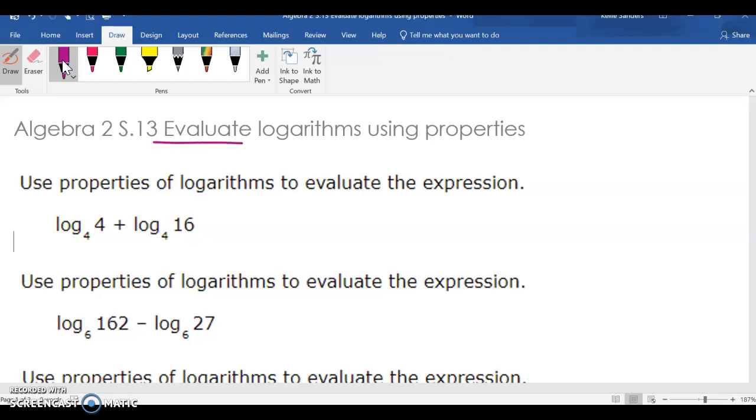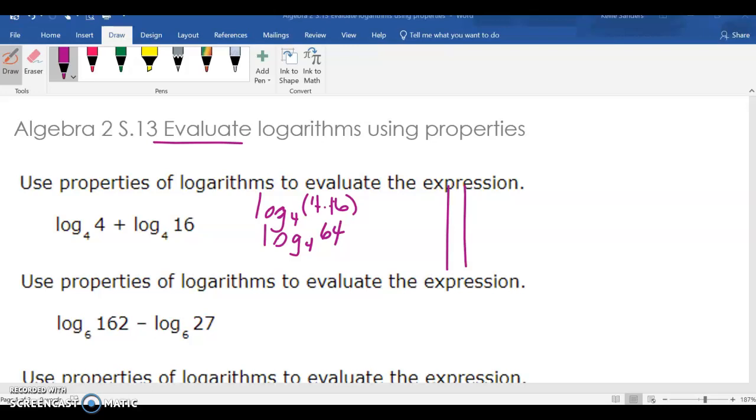So we're going to evaluate. We're actually going to be able to get answers now. And I am going to show you two ways on this one. And so the first one, what most of y'all would see is that we have a plus sign. So we could multiply the 4 and the 16 together and get log base 4 of 64.